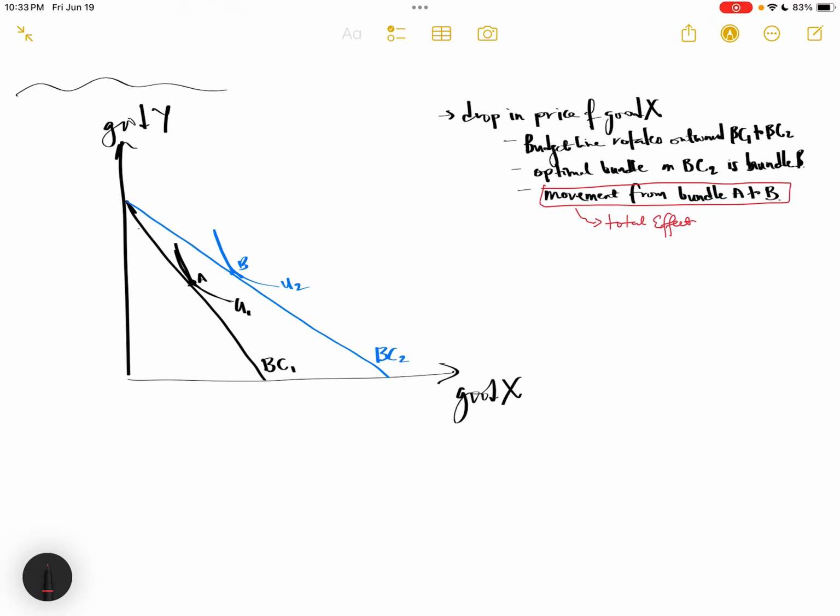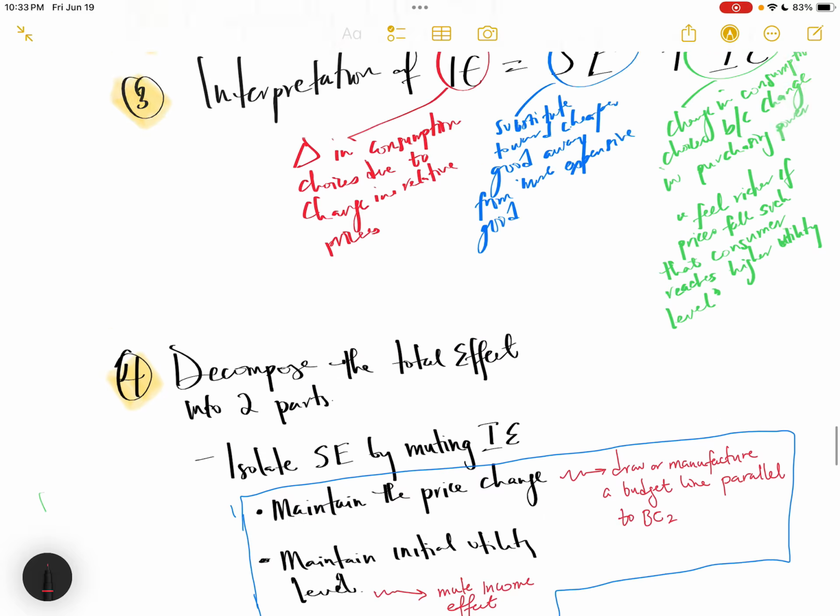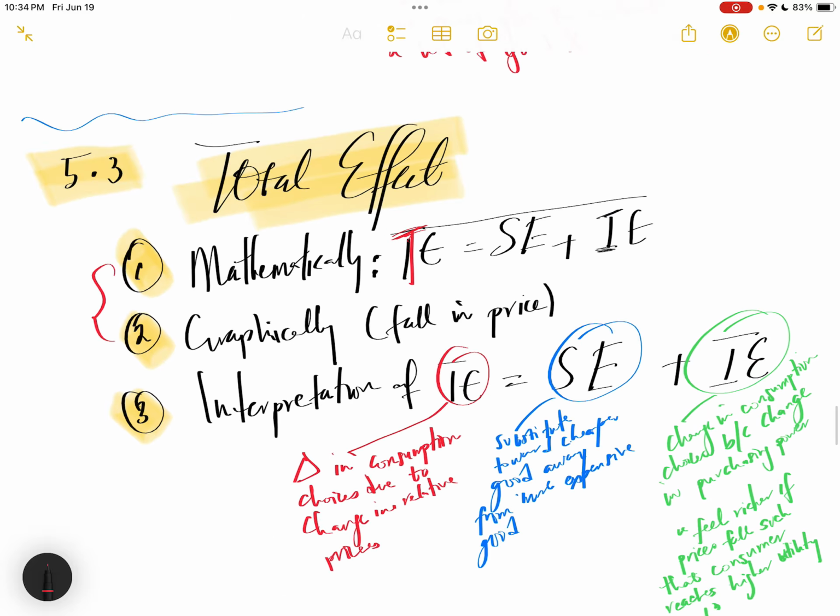So let's go back to our agenda. Let me scroll up just a smidge. What did we just do? We will see that mathematically, the total effect is written as the substitution effect plus the income effect. Okay, but all we just saw was the total effect. Good. So we are almost there, right? But we did see graphically a fall in price, and we did see the total effect. So what is the total effect?